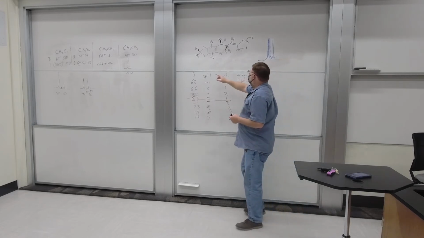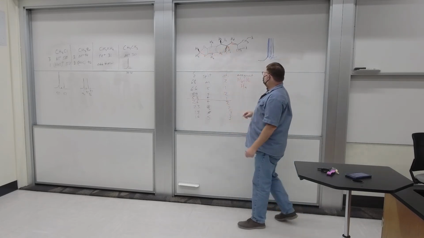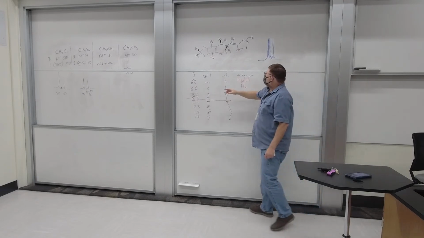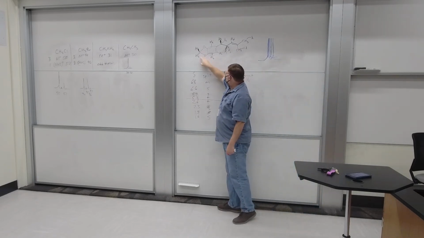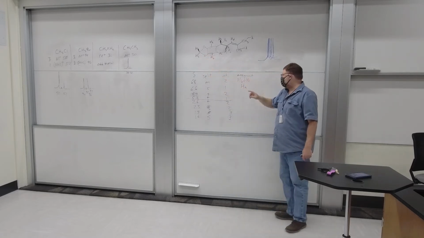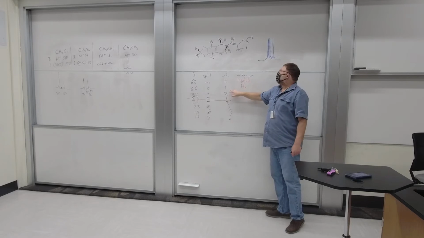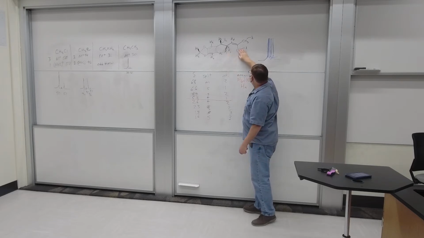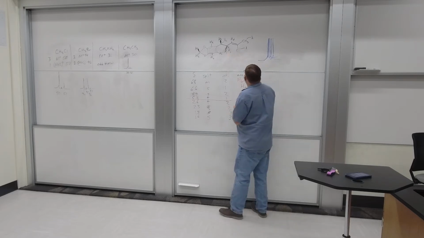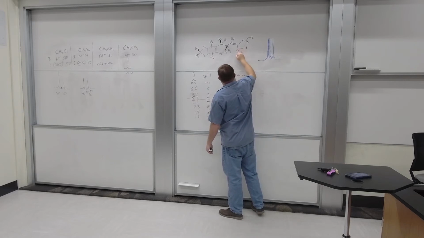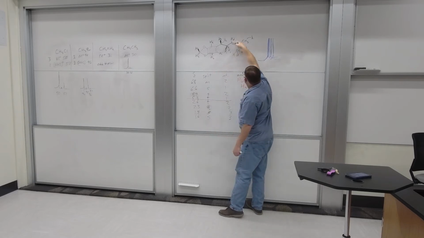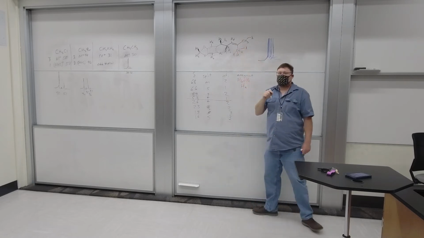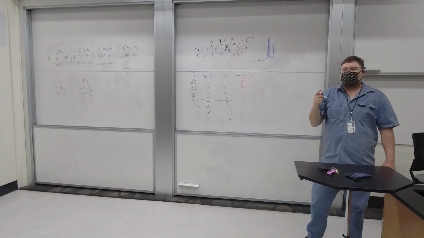All right, so now we've got G and F and D left, okay? So if we look at this, G and F should integrate for 2, and they have no neighbors. So it should be a singlet for 2. We got a singlet for 2. D integrates for 1. There's just one of them. It's got 2 neighbors, I and J. All right, so these here are not neighbors. 1, 2, 3 gets you to the carbon. All right, so D has 2 neighbors. It should be a triplet for 1.